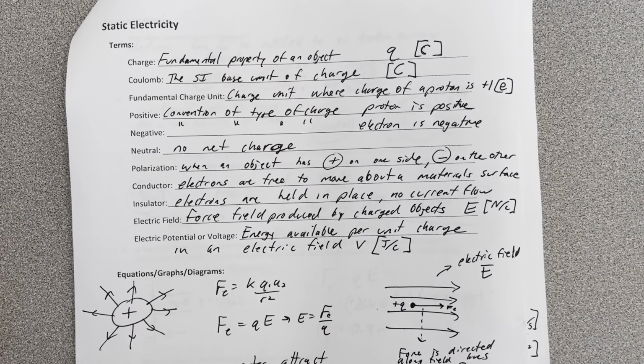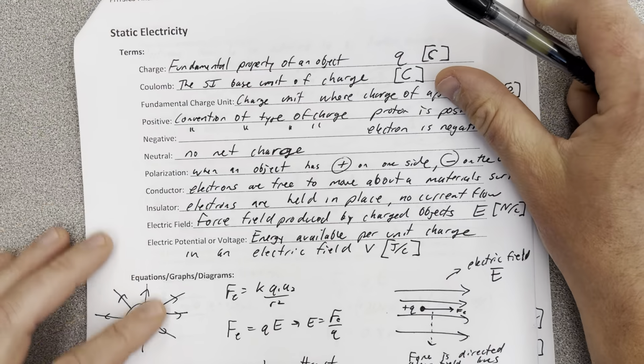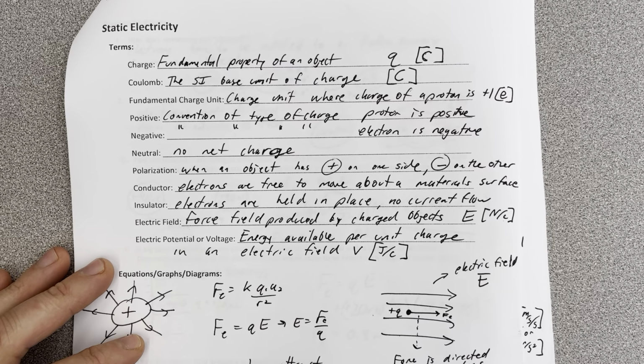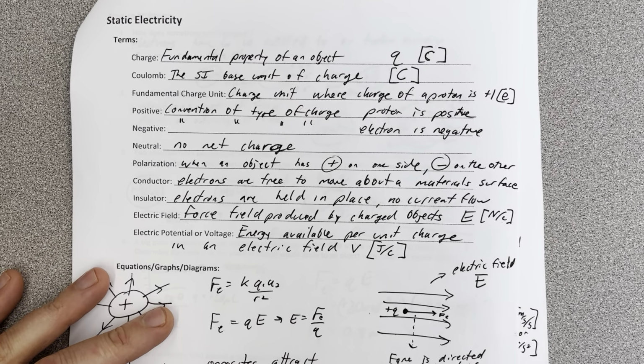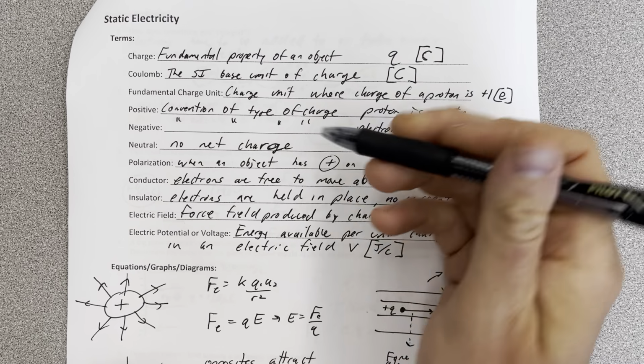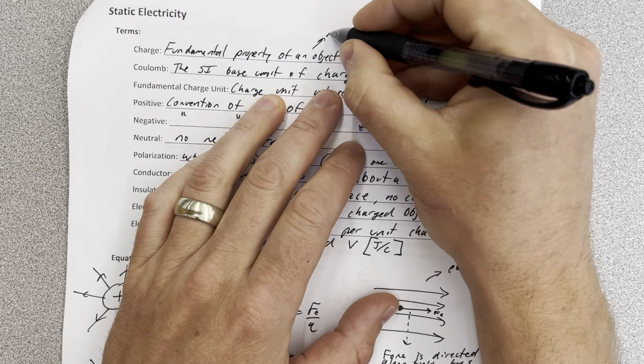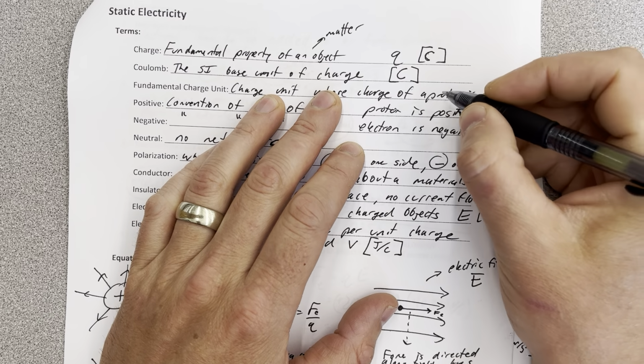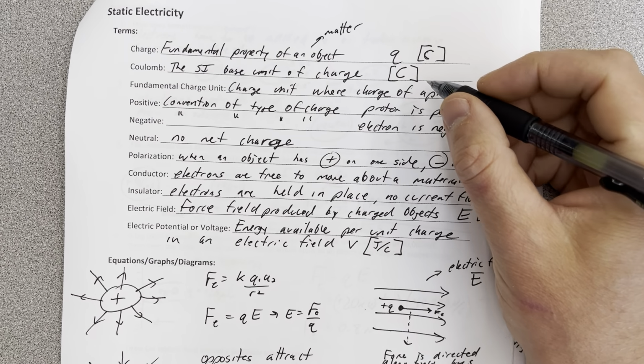All right, static electricity. Awesome. There's a lot of definitions here, which I'm going to rip through really quick. Charge, it's a fundamental property of an object, of matter, really. But what is it? Again, good question. It's positive and negative.